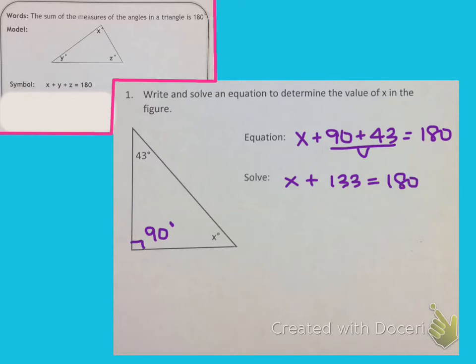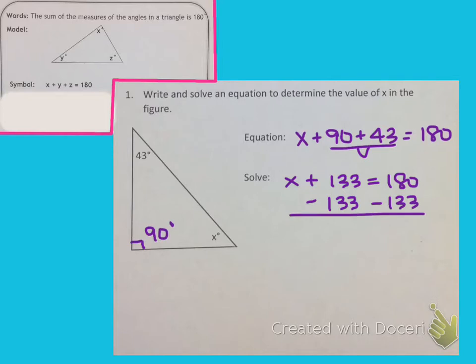Now remember, your ultimate goal is to get that x by itself on one side of the equal sign, so you know exactly what the value of x is. In order to do this, we have to get rid of the plus 133, so we're going to do the opposite operation. We're going to subtract 133 so we can get rid of it. But if we do that on one side of the equal sign, remember, it has to be done on the other side as well. We have to keep our equation balanced.